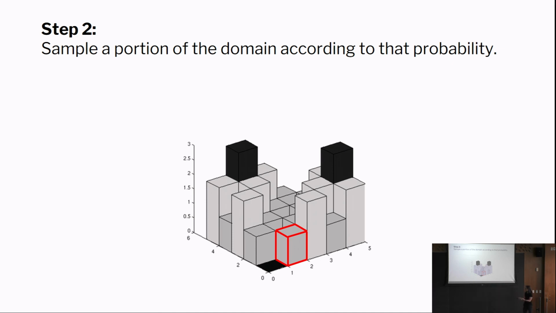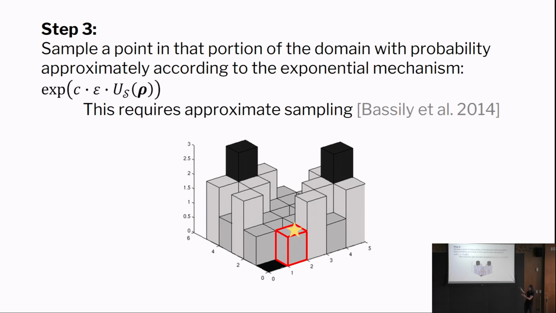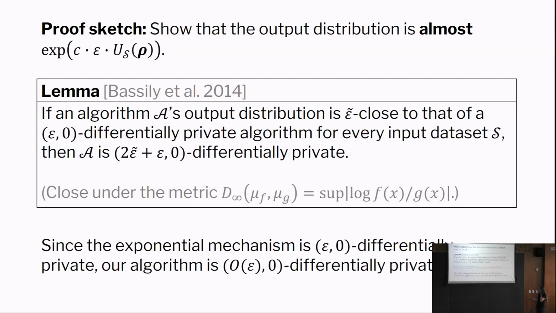Okay, and now I've got this red piece, and then I just sample a point in that portion of the domain with probability that's approximately that which the exponential mechanism gives. This requires approximate sampling, and we use this technique by Vasily et al. from 2014. So it's pretty simple, and that's the algorithm.